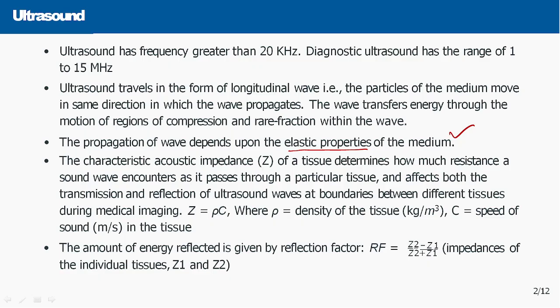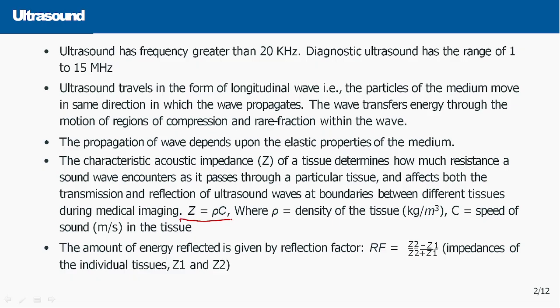The characteristic acoustic impedance Z of a tissue determines how much resistance a sound wave encounters as it passes through a particular tissue, and affects both transmission and reflection of the ultrasound wave at boundaries between different tissues during medical imaging. So that means the whole game is about the acoustic impedance, because as the acoustic impedance changes, the transmission and reflection at the interface of different mediums will differ.